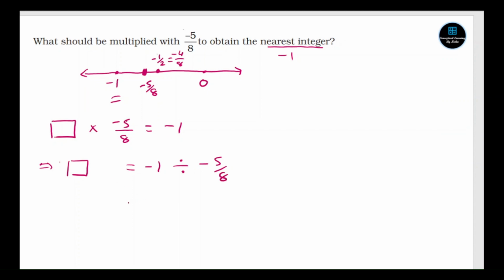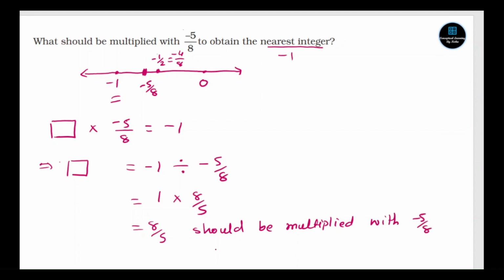Now we know how to solve this. Keep, change, flip, and decide the sign. So minus into minus is plus. So I am not going to write the sign now because it is a positive answer. 1 time, flip the number, 8 over 5. So what is the answer? 8 over 5. That means 8 over 5 should be multiplied with negative 5 over 8 to get negative 1, right? I hope you understood this.